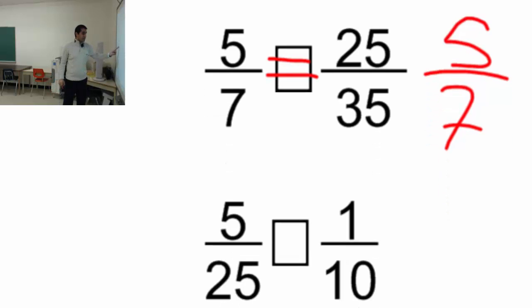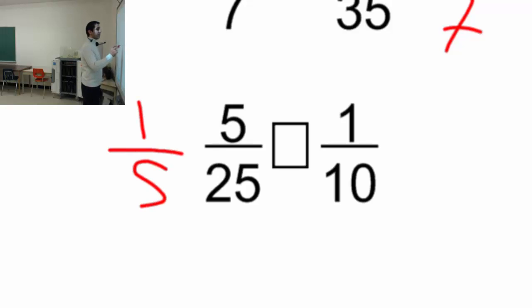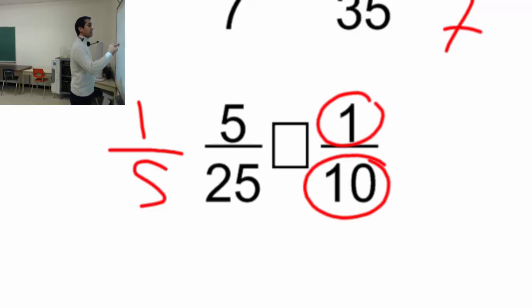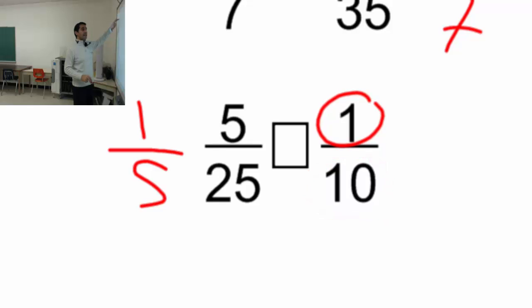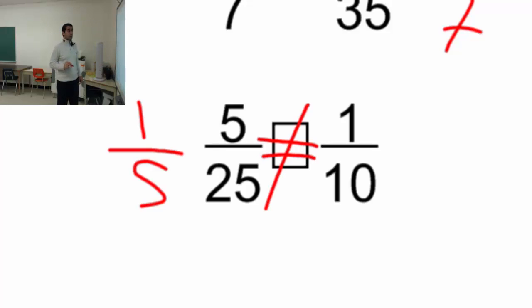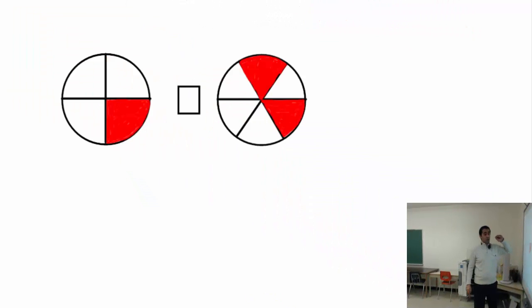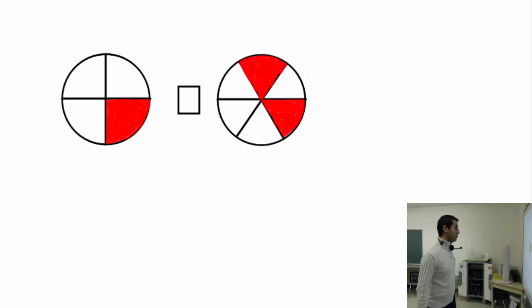Now the last example, 5 divided by 25. You can divide both of them by 5. So this will be 1. That will be 5. 1 divided by 5, lowest term. And 1 divided by 10, that's the lowest term already. And they are not equal. Not equal sign goes right there. And with page 2, you're going to have that type of questions.